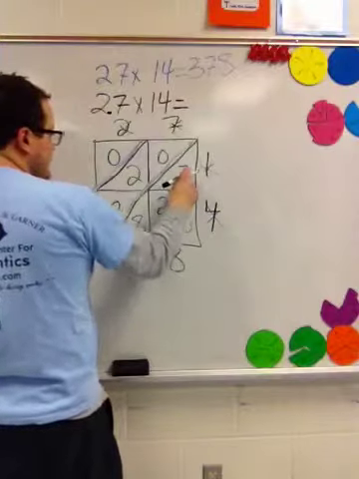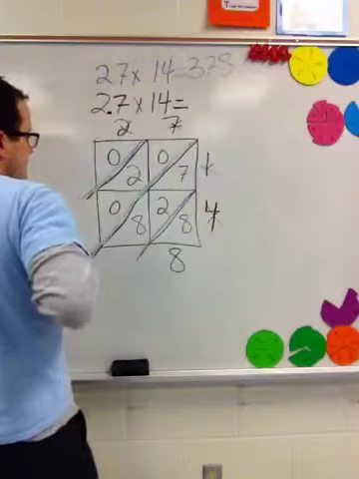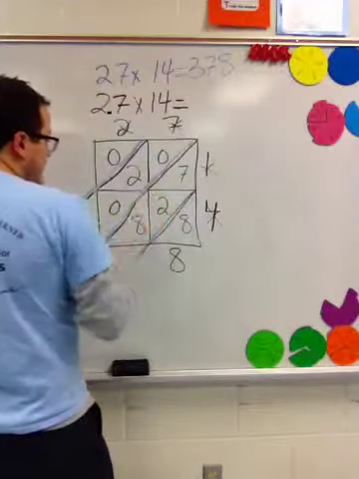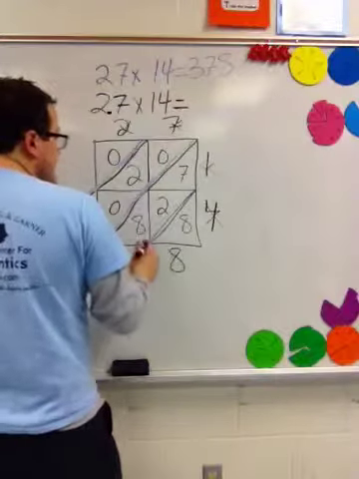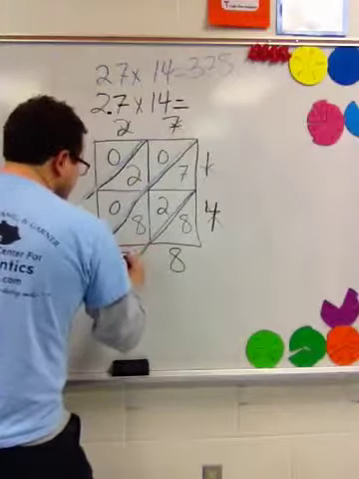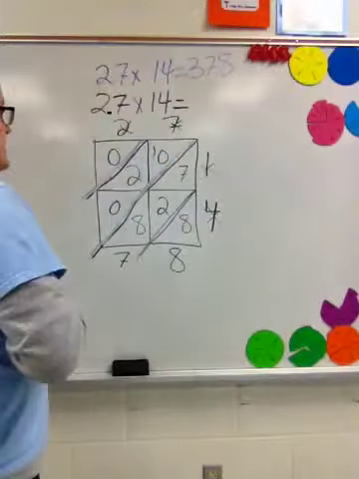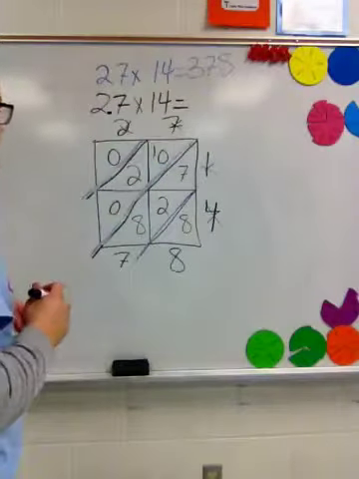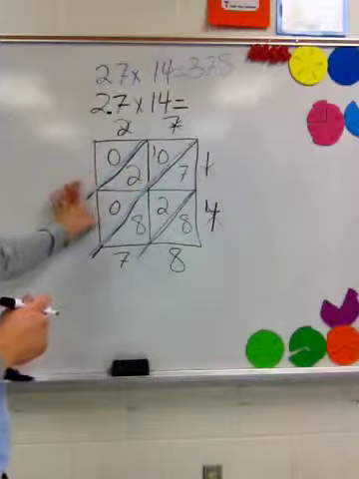Now we know we have 7, 2, and 8. I can add 7 and 2 and then add 8. But I know 8 plus 2 is 10. Plus 7 is 17, which really makes it easy. I carry the 1 to the next diagonal, which is this guy right here. Right?